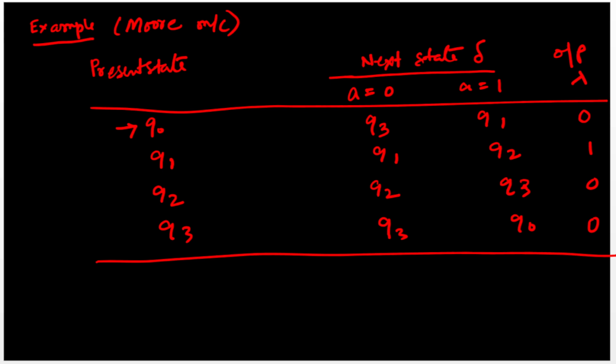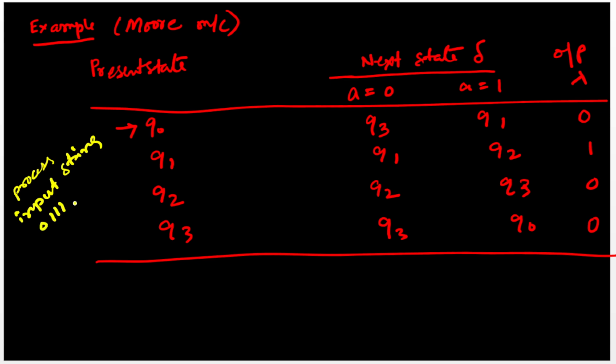Now, why is it called the Moore machine? Because the output, here the output 0, depends only on the present state and is independent of the present input symbol. So that's why it is called the Moore machine. Now suppose we have to process an input string.